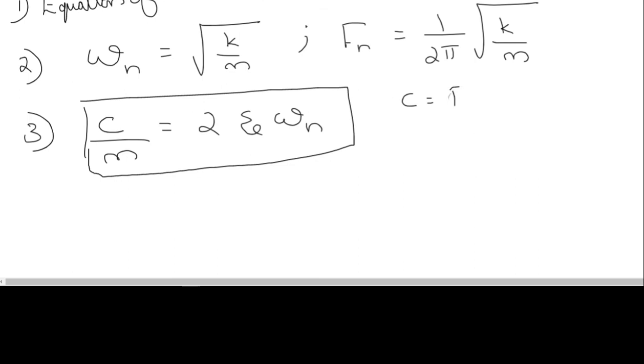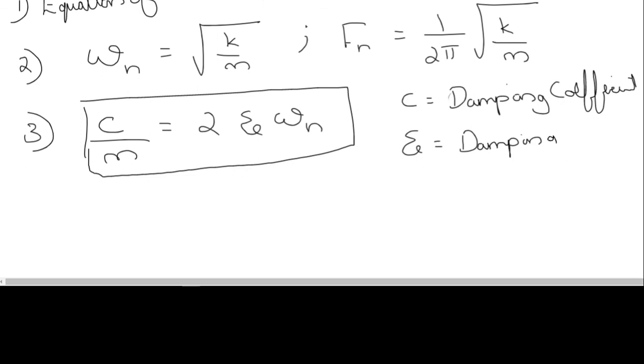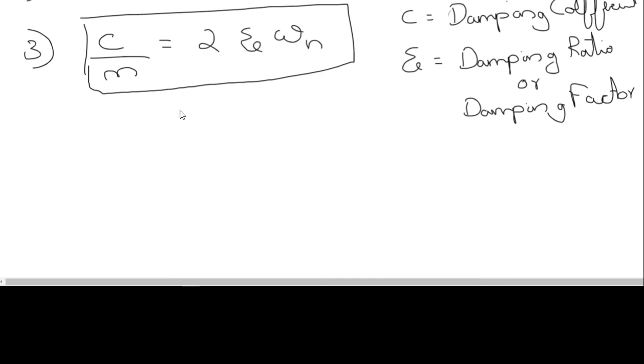C is nothing but damping coefficient, whereas epsilon is either damping ratio or damping factor. Both are same, epsilon. And omega n you know as angular velocity associated with natural frequency.